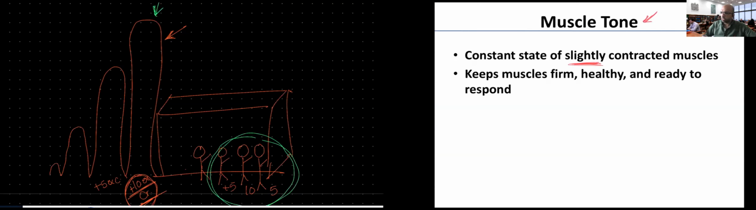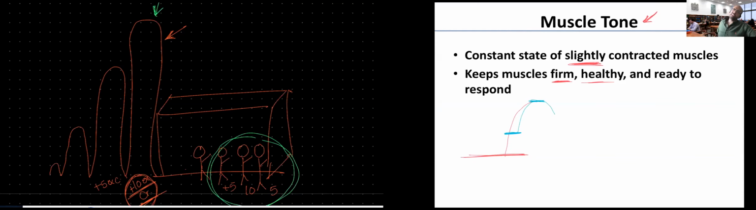Why do we have a muscle tone in our muscles? For our muscles to stay firm, healthy, and ready to respond. So rather than starting from scratch every time you decide to contract the muscle, with no contraction in the muscle and needing to build up a higher tension, you're going to keep your muscles at this level of tension for it to be easier and faster for you to perform the required contraction.